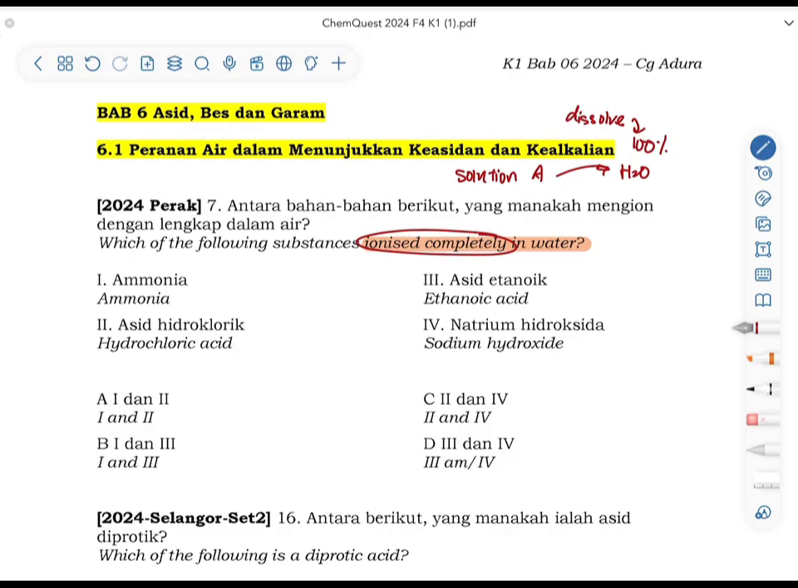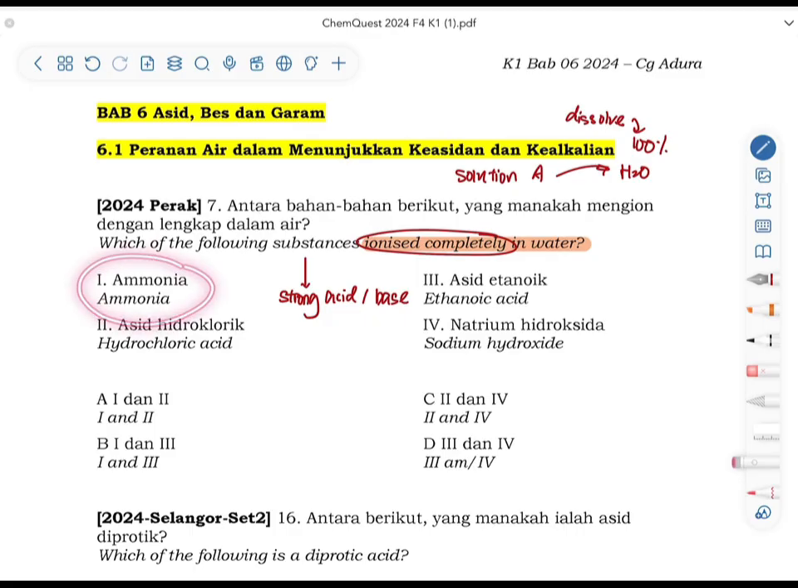So a substance that can ionize completely in water must be very strong. Strong refers to whether the substance is a strong acid or strong base, since this chapter is related to acid and base. Let's go through the first option, which is ammonia. For your information, ammonia is actually a weak base, or we say weak alkali, so it cannot ionize completely in water.